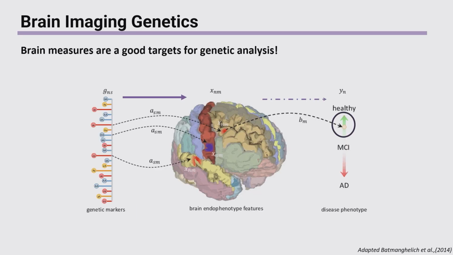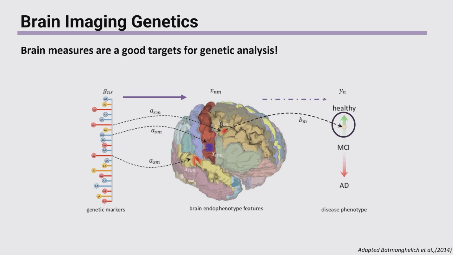As the previous speakers were introducing, brain measures are good targets for genetic analysis. In the context of Alzheimer's disease and also in other neurological and neurodegenerative diseases, we have two main points for using brain imaging as our endophenotype of interest.